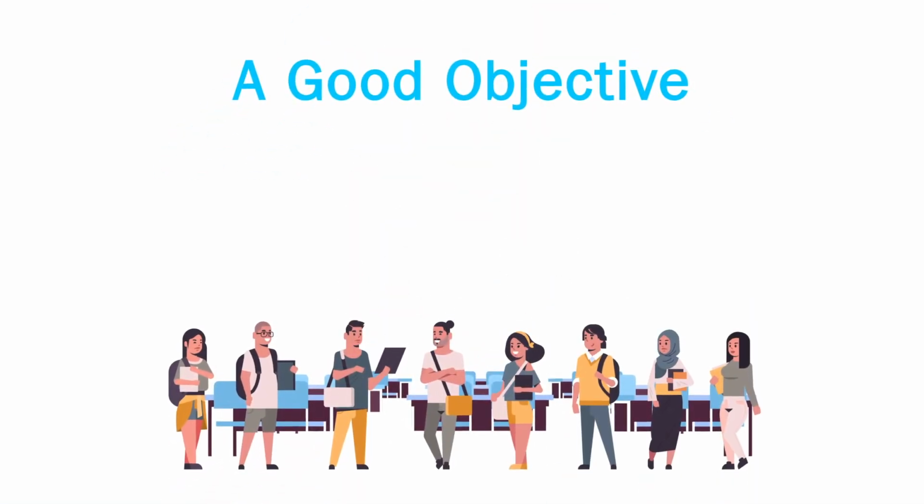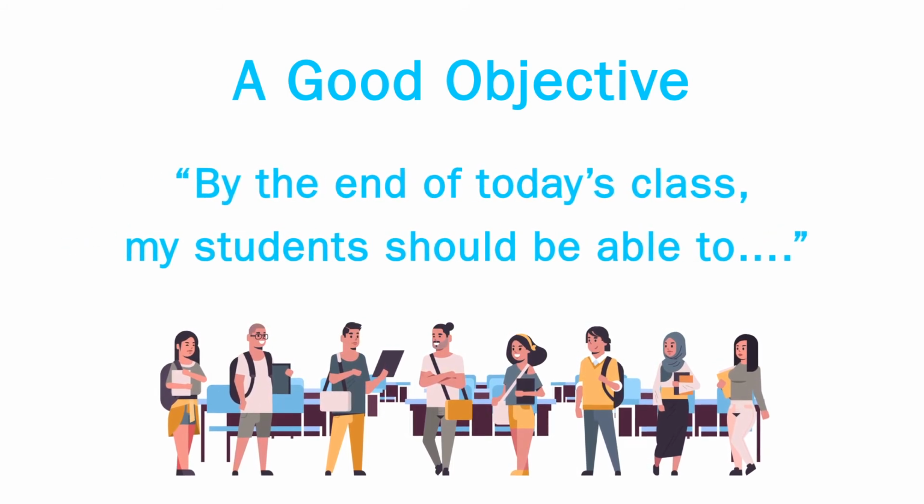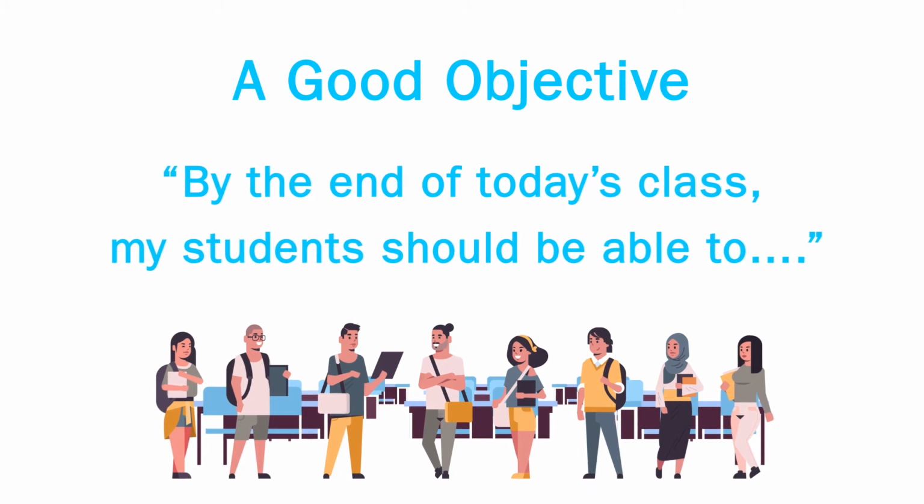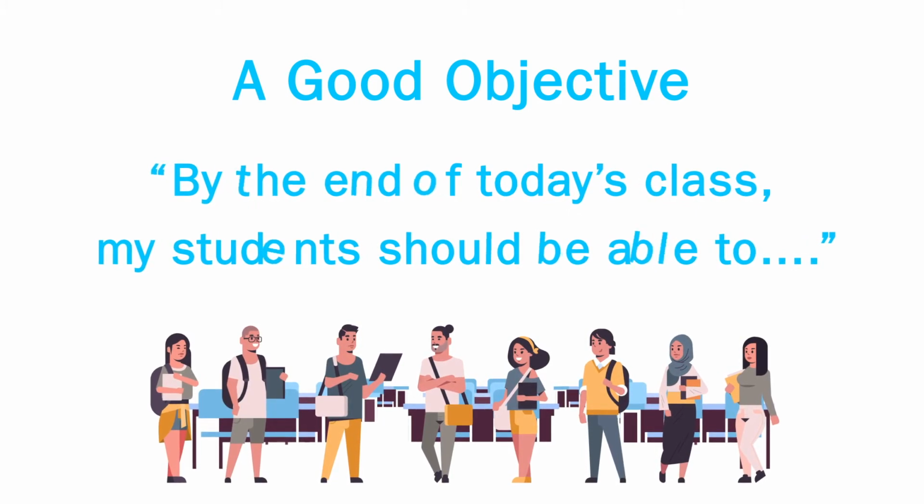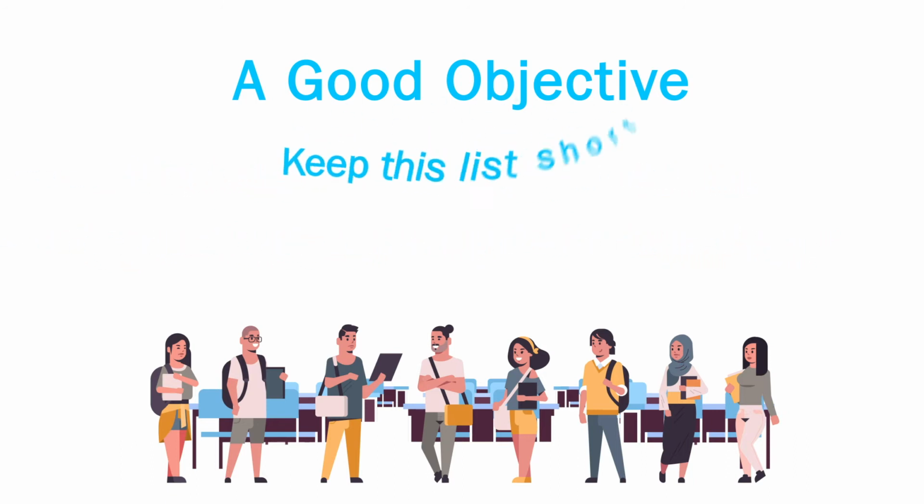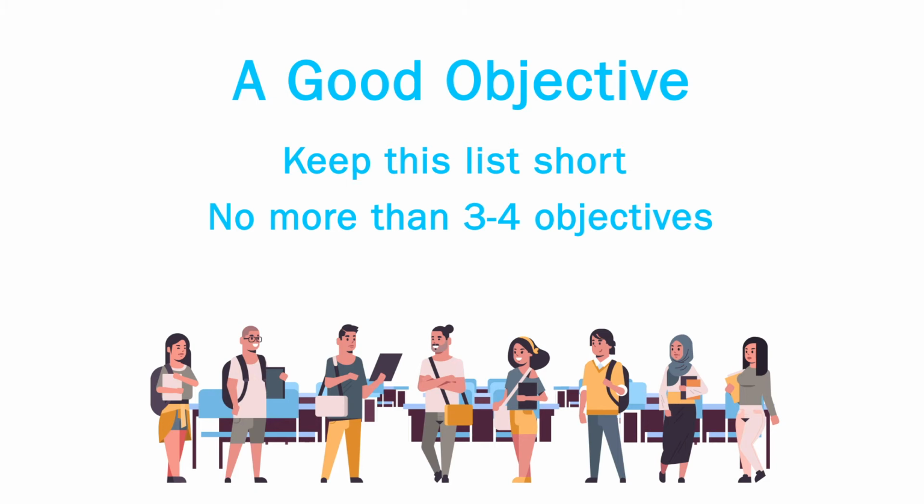A good objective is going to complete the following sentence. By the end of today's class, my students should be able to, and then you would list the things that your students should be able to do. A good rule of thumb is to keep this list short. No more than 3 to 4 objectives for any given lesson. In fact, you may only have one objective for some lessons.